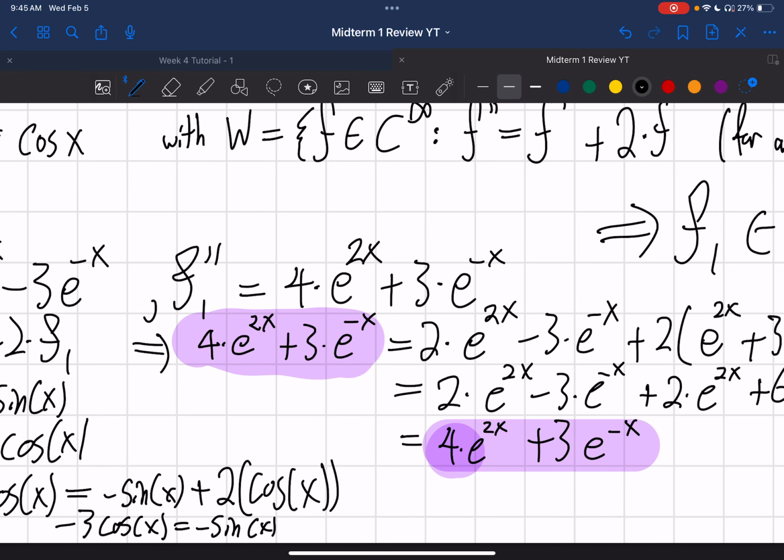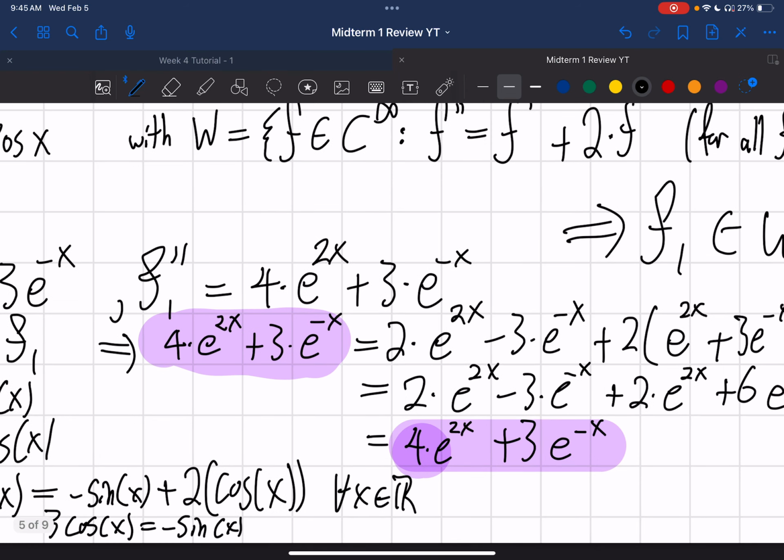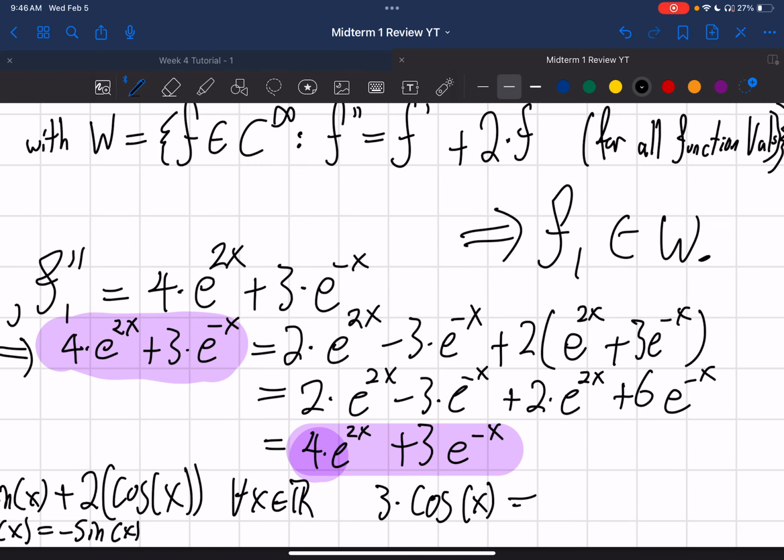Since these are functions, these should be holding for our whole domain, which is all x, which are real numbers. And we're ending up with a final equation where we can just drop the minus sign because it's on both sides. 3 times cos x should be equal to sine of x.